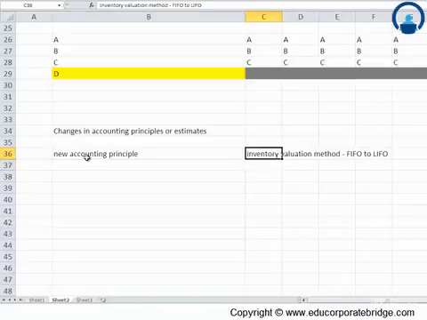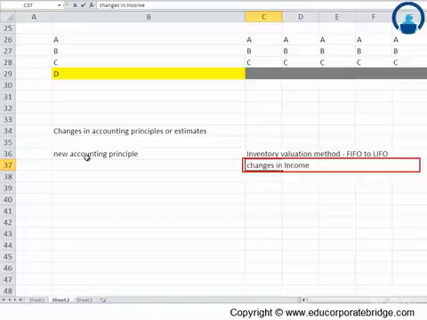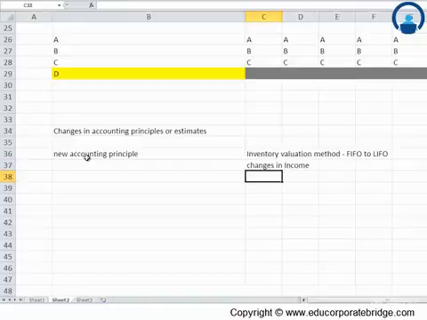This can be a change in the accounting principle, and because of these changes there can be certain elements within the income statement that may change. So changes in the income statement may happen because of these changes in the accounting principles, and these changes are reflected in the profit and loss statement or the income statement.